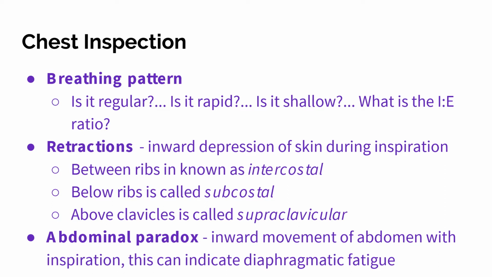Retractions are the inward depressions of the skin in between your ribs. If that sinks in, it's a little bit difficult to see in obese patients because they have too much padding, but with children you can usually see it pretty well, and sometimes with adults too. It's called intercostal retraction if it's in between the ribs. If it's below the ribs, it's called subcostal, and if it's above the clavicles, it's called supraclavicular.